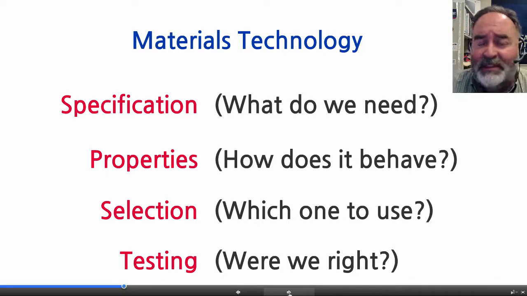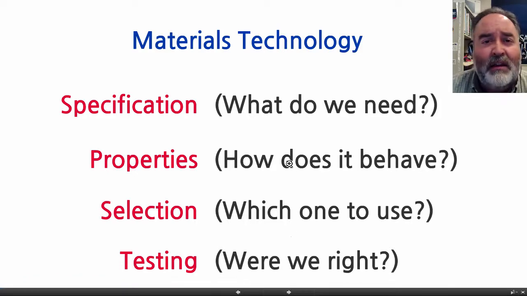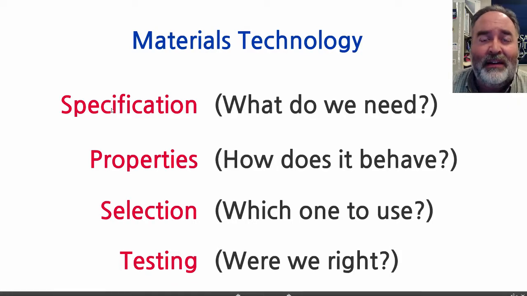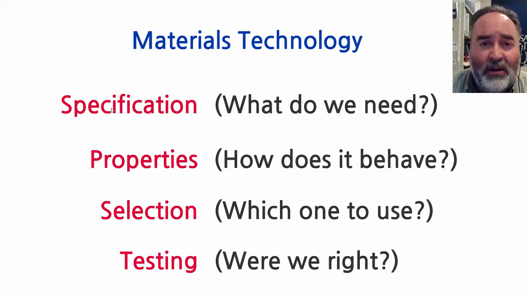So when it comes to materials technology, what are we going to be studying for each of these individual materials? These are the four things that we need whenever we talk about a material, a stuff. One is a specification. We need to specify what we're looking for. What do we need? How strong should it be? How light should it be? How shiny should it be? How conductive should it be? On and on.